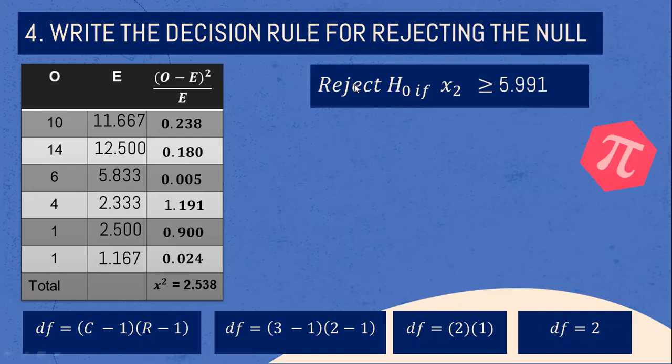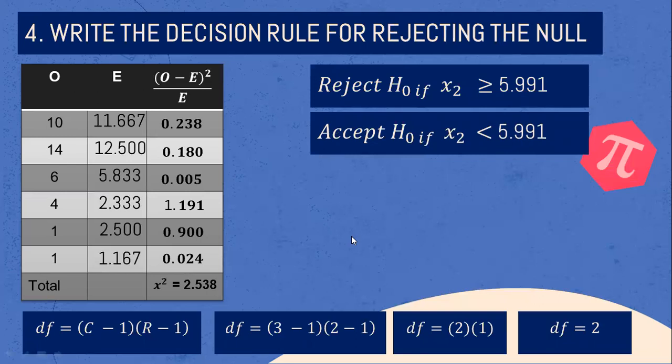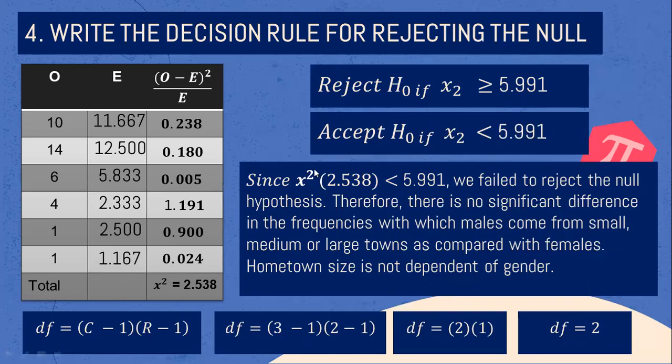How do we reject the null hypothesis? We reject the null hypothesis, or H sub 0, if the value of the chi-square is greater than or equal to the critical value, which is 5.991. We will be accepting the null if the value of the chi-square is less than 5.991, which is our critical value. Therefore, since our x squared or chi-square, 2.538, is less than 5.991, which is the critical value based on the degree of freedom 2 and alpha level of 5% or 0.05, we failed to reject the null hypothesis.